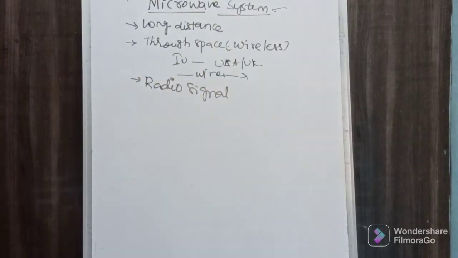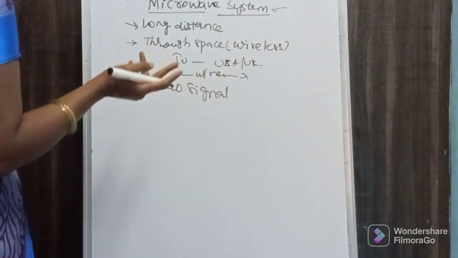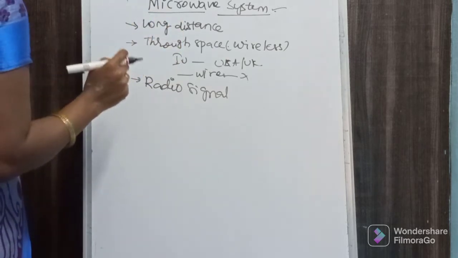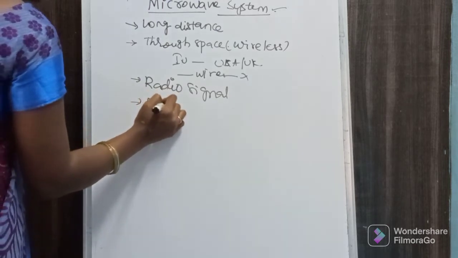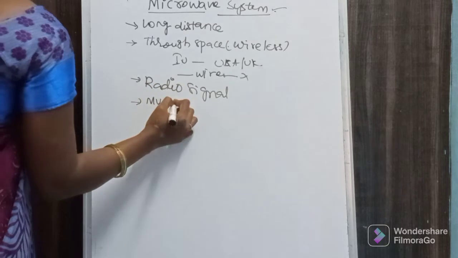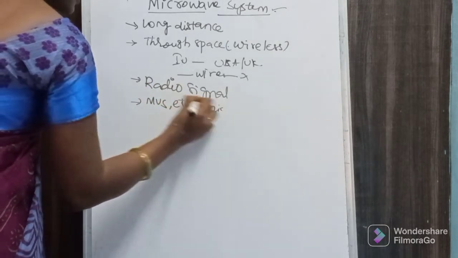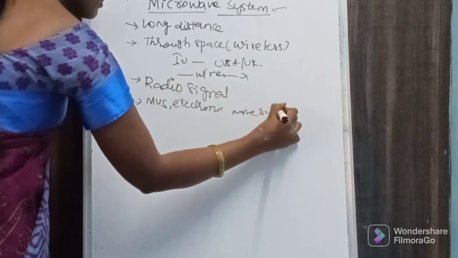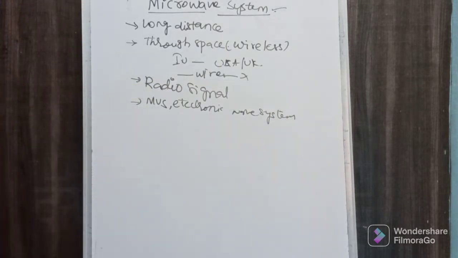These microwave systems use radio signals through space, that means without wiring connections, that we call wireless communication. But what drawback do we have? These microwave systems and electronic wave systems both use radio signals only.